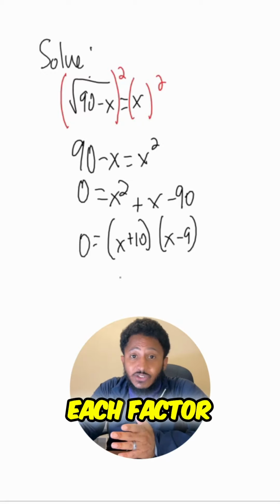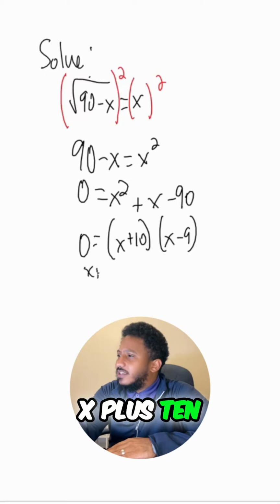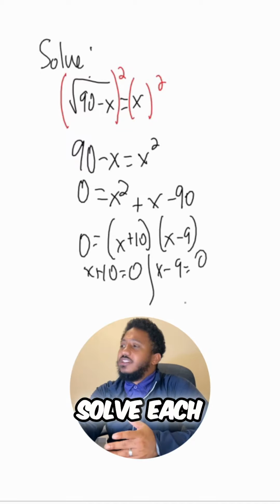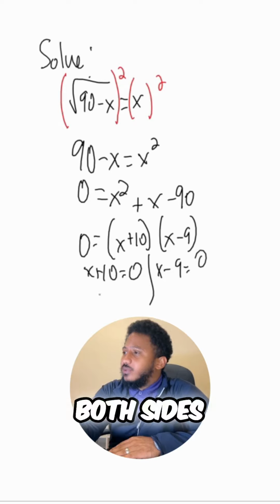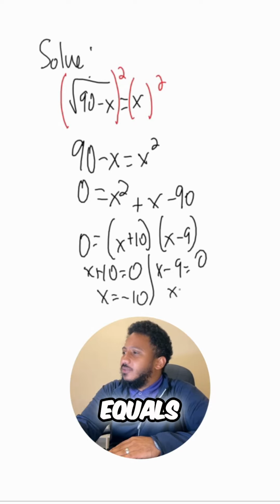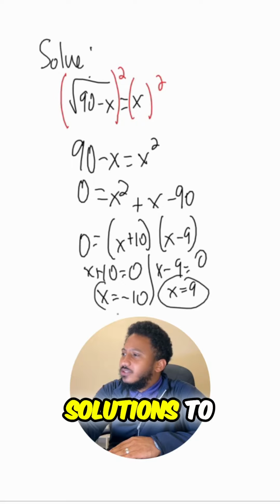Now we can set each factor equal to 0. So here, x plus 10 equals 0, and then x minus 9 equals 0. Now we can solve each of these separately. Here, we would subtract 10 from both sides. That gives us x equals negative 10. Here, adding 9 to both sides, we get x equals 9. And those would be our solutions to this equation.